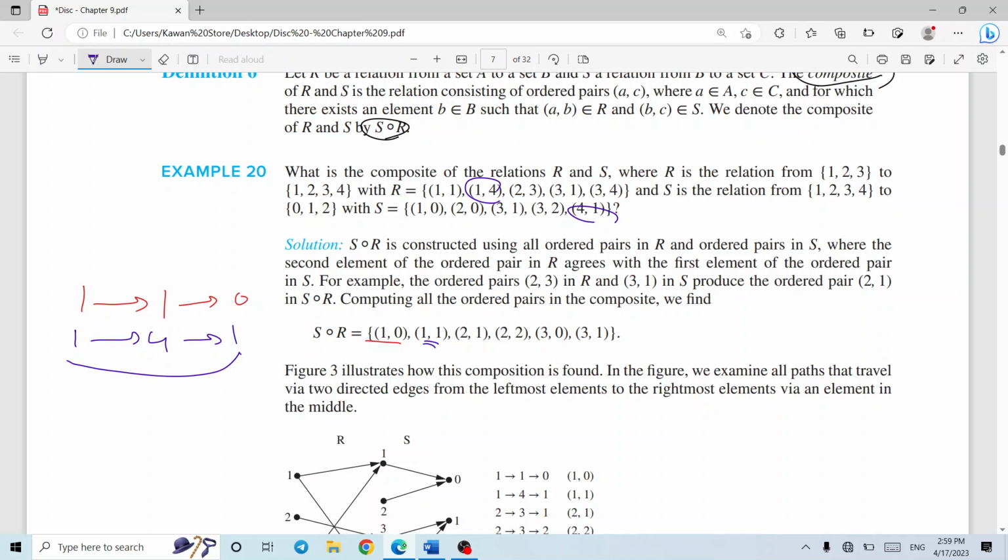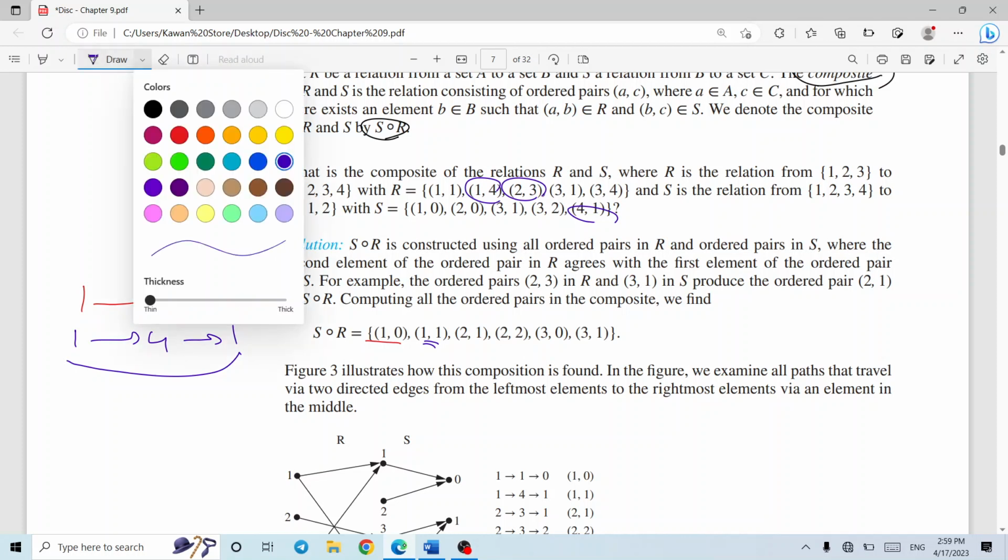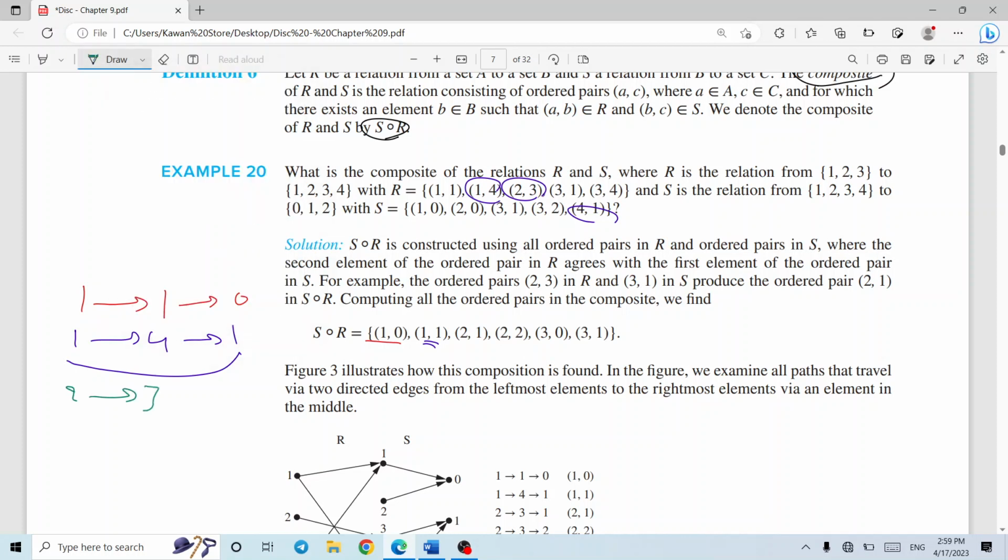The composite relation does not depend on the R or set alone; it depends on the composite of both of them. Now I have 2 and 3, green, 2 and 3. So I'm going to check 3 and 2, sorry, and 3 and 2. Am I right? Good. So I should have 2 and 1, 2 and 2.